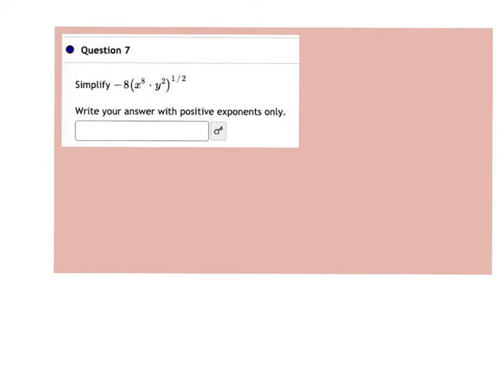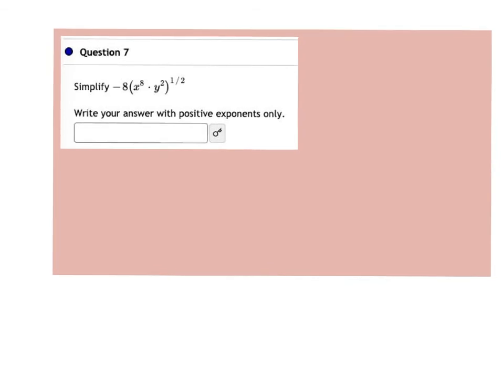Now this one looks a little different because it's got that fractional exponent on it, but really we do it the same way. You just multiply. So what I'm going to do is take 1/2 times 8 and 1/2 times 2. So it'll look something like this.